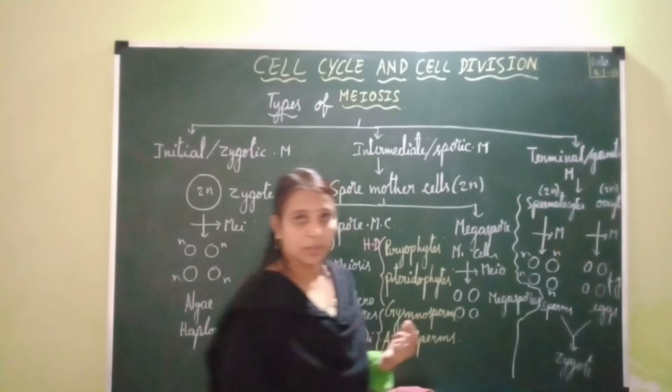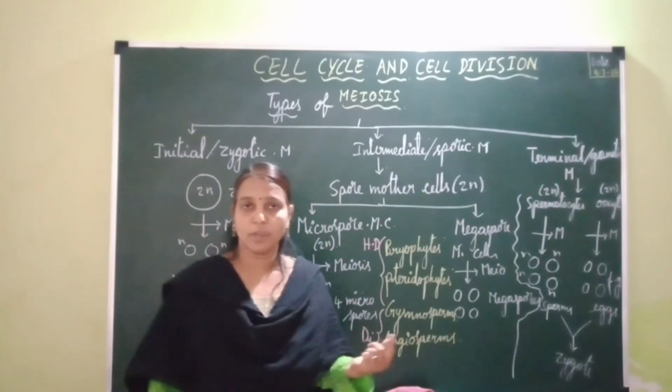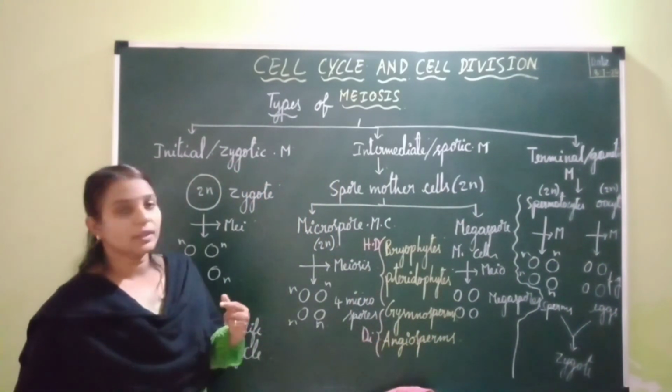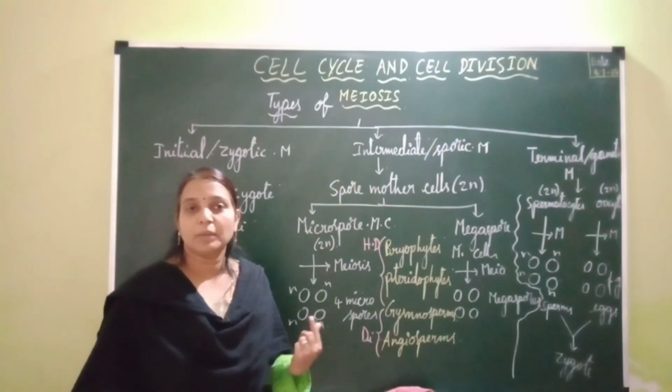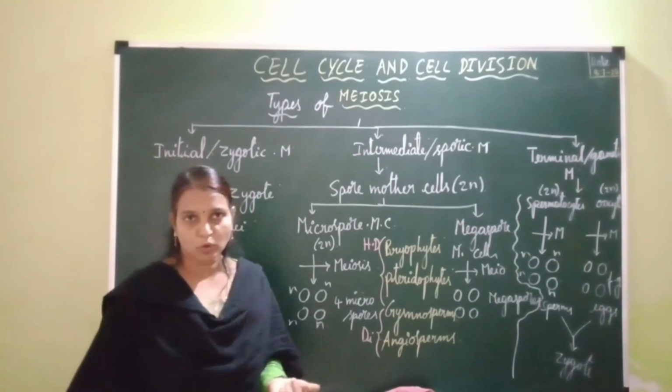So this is all about the different types of meiosis which occur in different types of plants and animals. In the next video, I will be explaining homologous chromosomes.